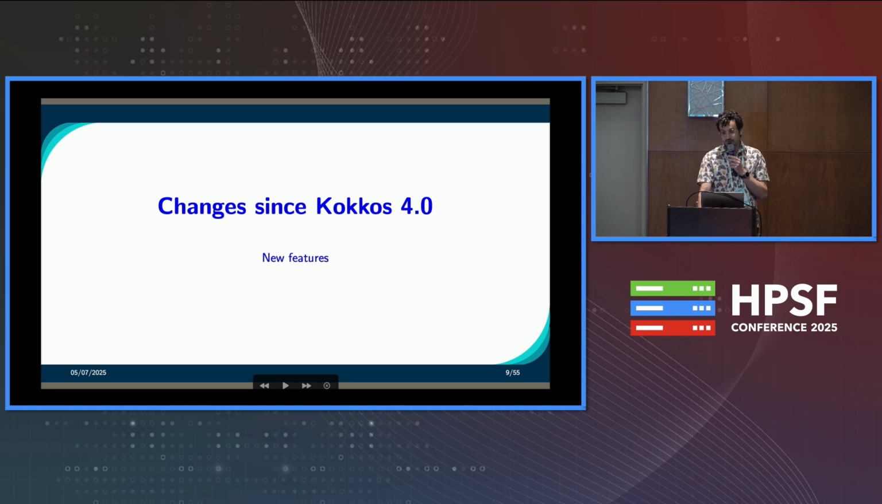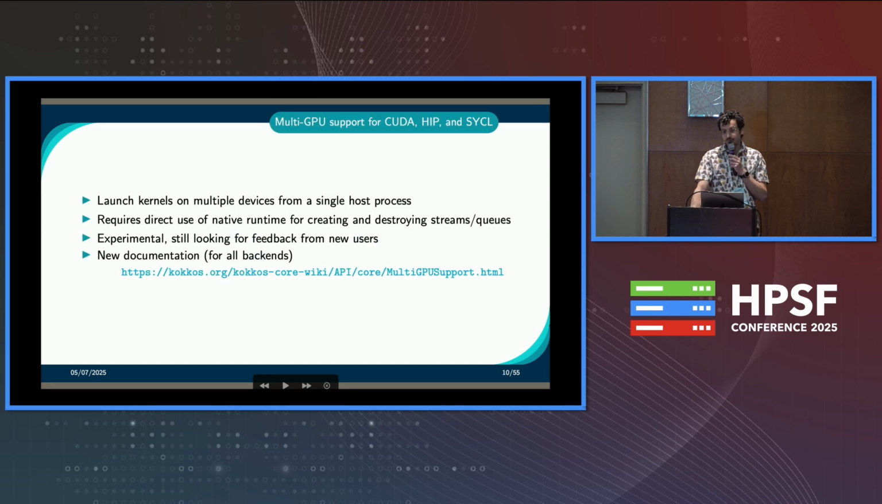Okay. So since 4.0, a lot of things happened. So some of the things that we've implemented. This one stemmed from some ask from the user side, in particular Legion and a few tasking frameworks that wanted to be able, from the same process, to enqueue work on other GPUs. And so since 4.0 we now actually support this for all the device backends, for CUDA, for HIP and SYCL.